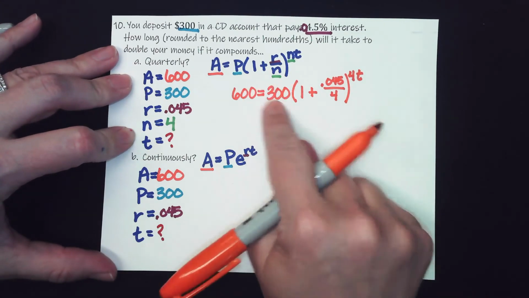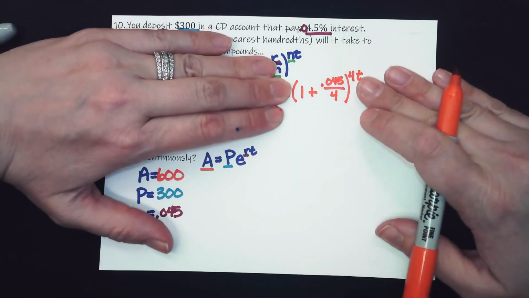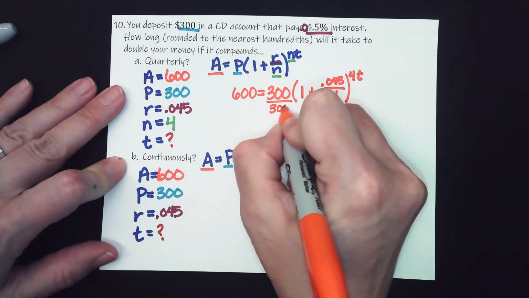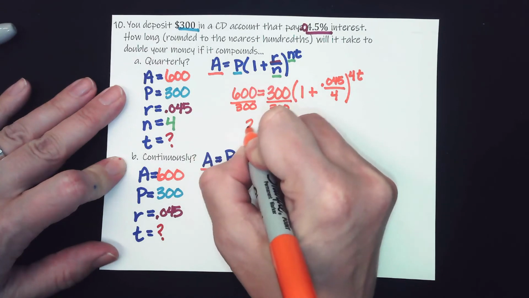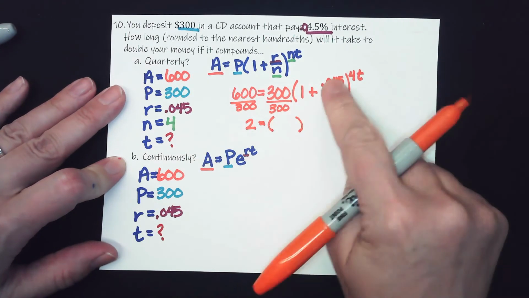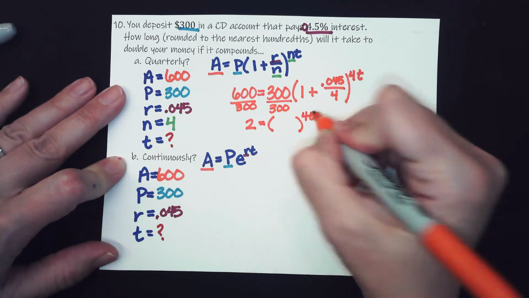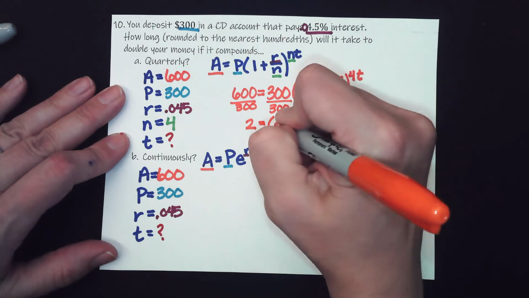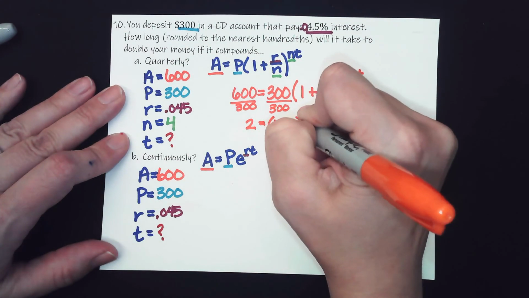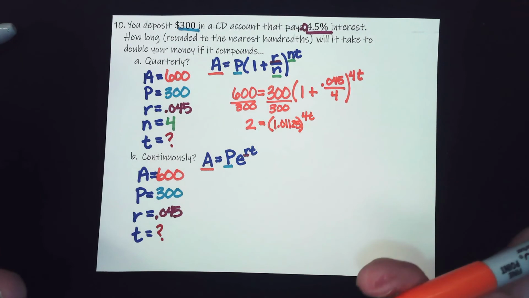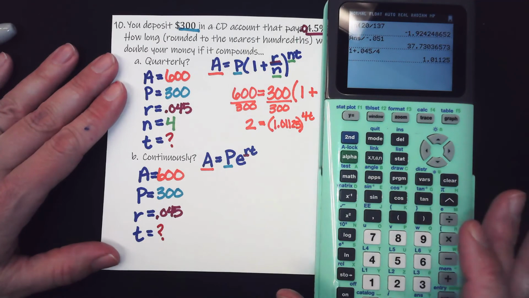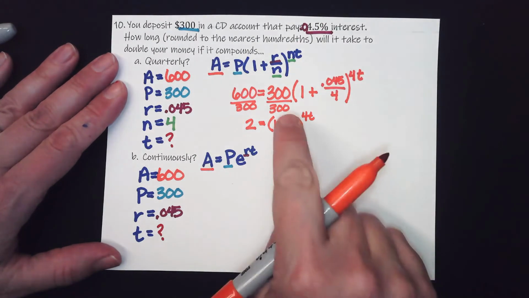Okay, I'm going to divide, because I need to get what's to the power of t by itself. So I need to get rid of that 300 first. So I'm going to divide by 300, and I get 2 equals. Now I am going to go ahead and simplify in here, and this will be to the 4t power. If I simplify that, I get 1.01125. Okay, I'm not going to round since that is the exact number you get. 1 plus 0.045 divided by 4. If I don't round, my answer stays exact. So I can write all those numbers down.